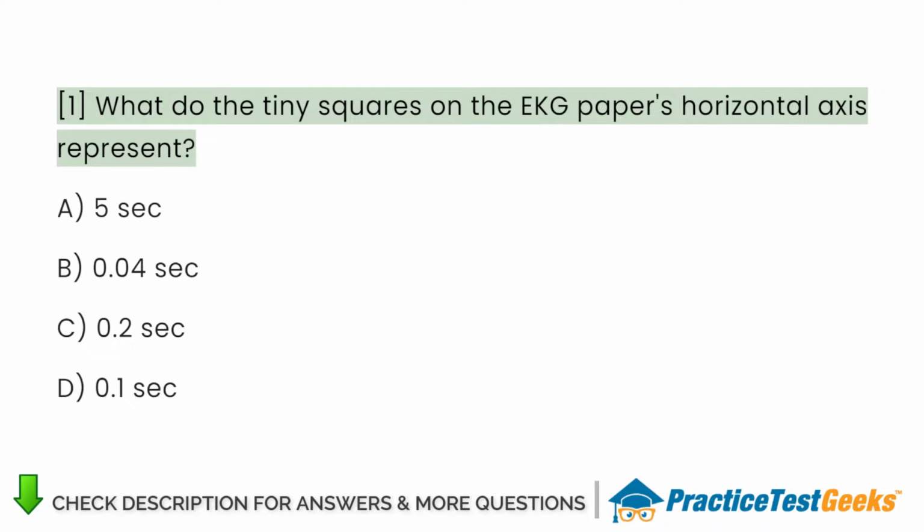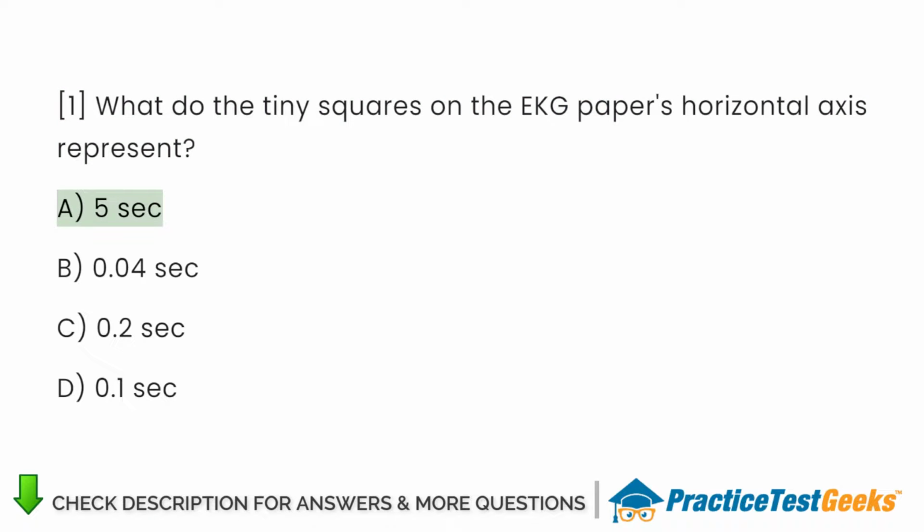What do the tiny squares on the EKG paper's horizontal axis represent? A. 5 seconds. B. 0.04 seconds. C. 0.2 seconds. D. 0.1 seconds.